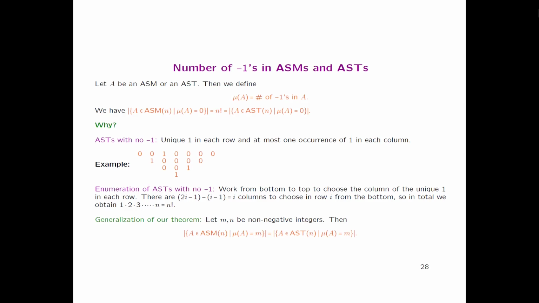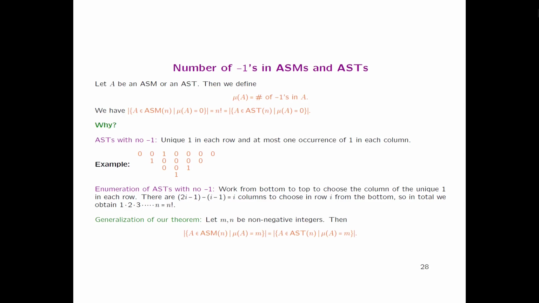So each row contains a unique 1, and there's at most one occurrence of a 1 in each column. Again, you see an example here. And now we do the following. We work from bottom to top.